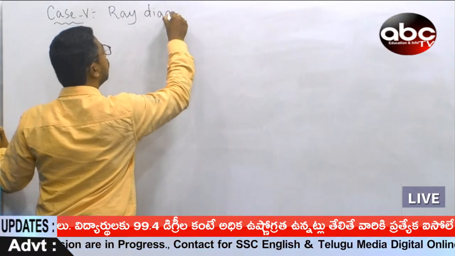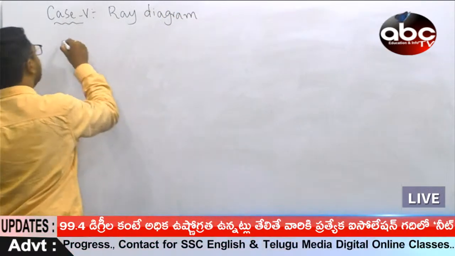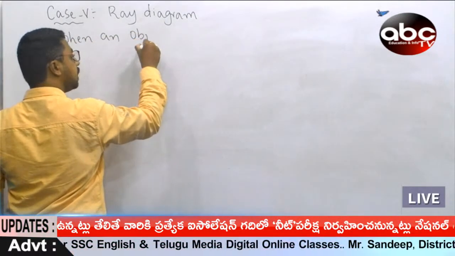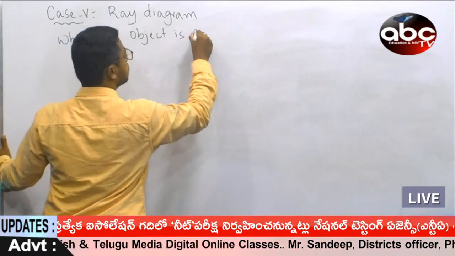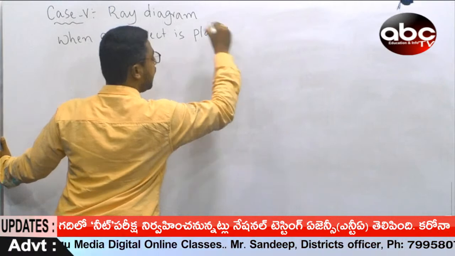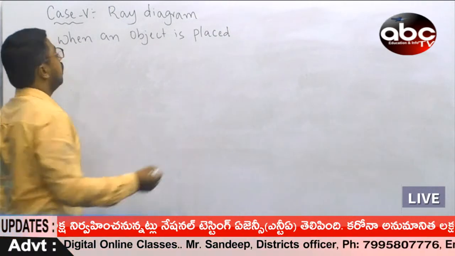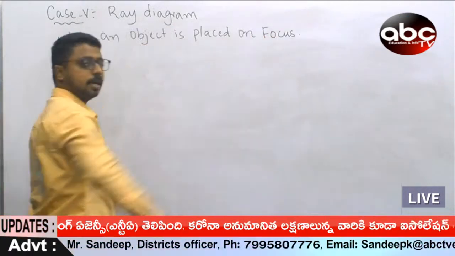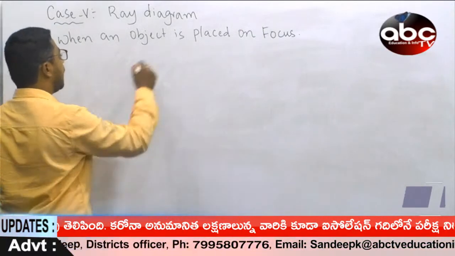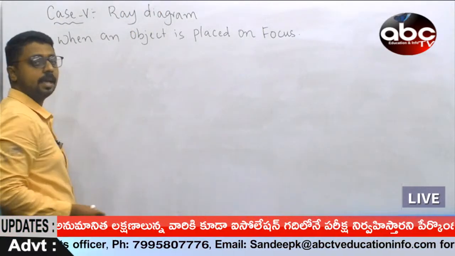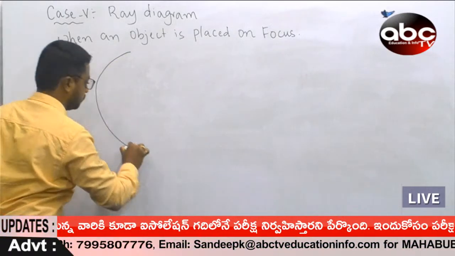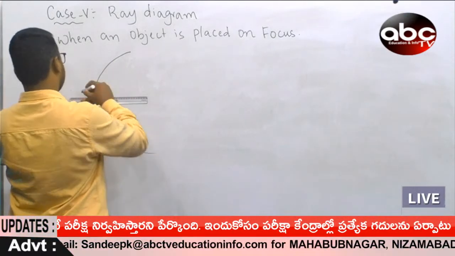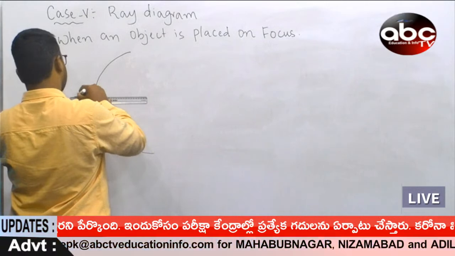Let us draw ray diagram when an object is placed. Kidhar ekkada pettaladi? On focus. Do not get confused. Let us come back to our ray diagram. First part complete అయిపోయింది, second part దగ్గరికి వెళ్దాం. Let us take this as our ray diagram. While coming to this is nothing but a principal axis.